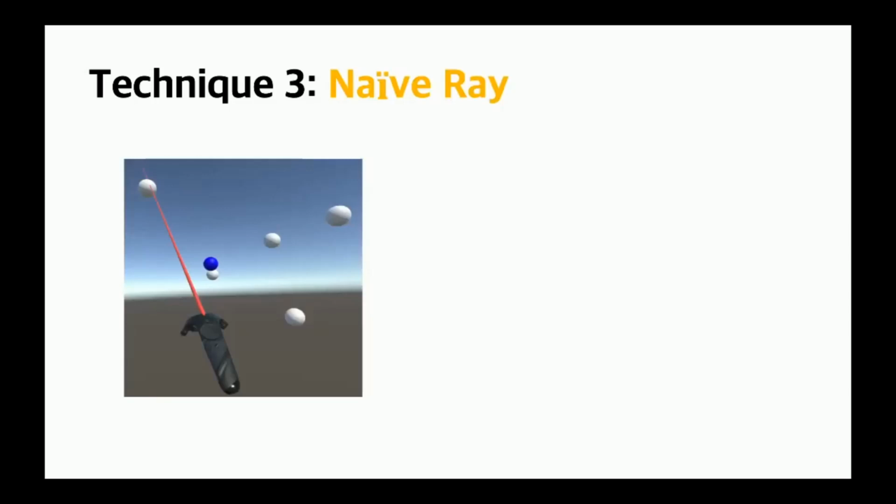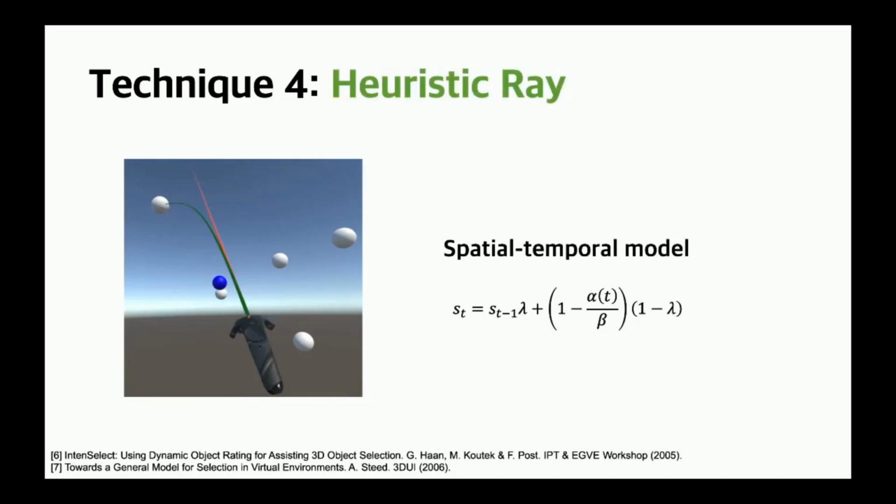Technique 3 is Naïve Ray. It's the simple and normal ray casting. Technique 4 is Heuristic Ray. Heuristic Ray calculates a score for each target and selects the target with the best score. The score is based on spatial models and temporal models. The spatial model evaluates the relationship between the ray and the target, maybe based on the angle between them. The temporal model provides the accumulation of the scores over a period of time. Note that this score function is always implicit to the user, but our bubble mechanism makes the process explicit.